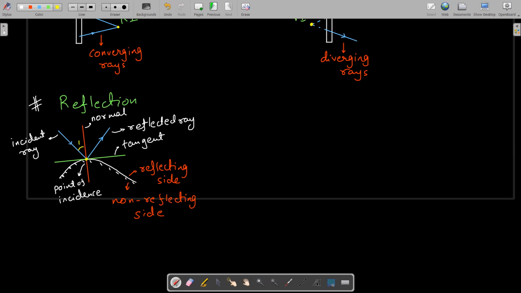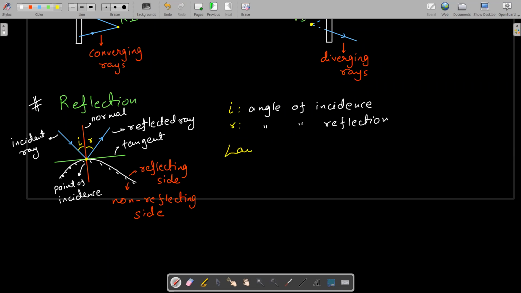First one is this, which is called the angle of incidence, and the other one is this one, which is called the angle of reflection. So what are I and R? First of all, let's define them. I is the angle of incidence. It is the angle between the incident ray and the normal. Okay, with the normal, not with the tangent. And this is the angle of reflection.